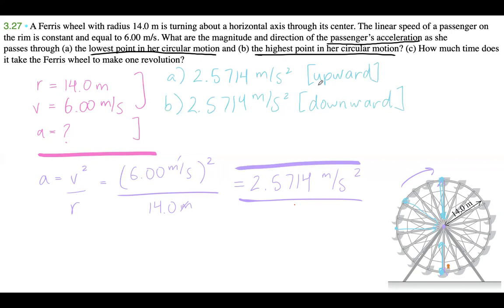Okay, and then C, how much time does it take the Ferris wheel to make one revolution? To make one revolution, we're going to be using one of our formulas. But instead of me just giving you the formula, let's try to derive it almost on our own.